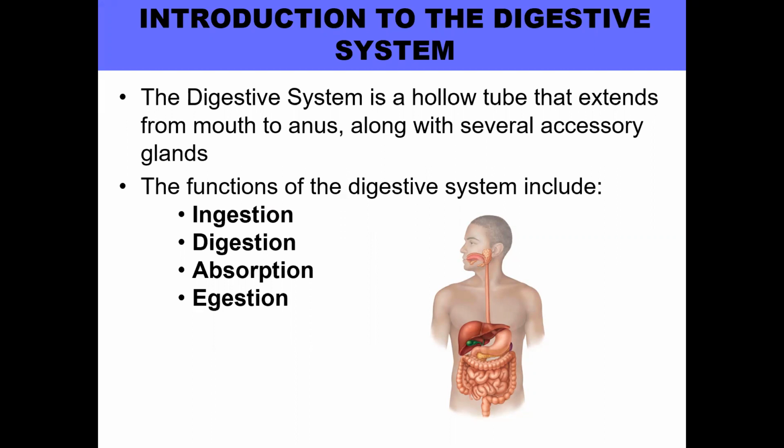But your digestive system is a muscular tube, and it's hollow, that takes in food. Through all the twisting and turning, it will go through multiple organs to break it into smaller pieces and then chemically digest it, absorbing the nutrients and getting rid of the waste that we don't need.